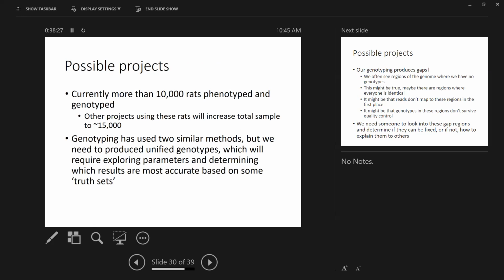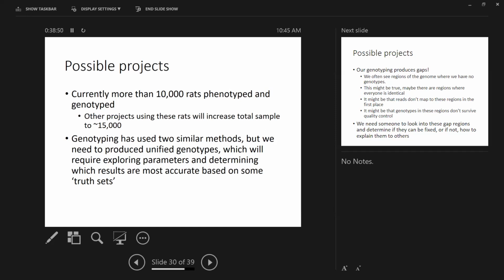We actually use two slightly different approaches to genotype them. And we have yet to come up with a unified way of calling all those genotypes. So we think the two sets are pretty comparable, but we'd like to run them all through the same pipelines, so that we have a set of genotypes where we're very confident that the first set and the second set are compatible with one another. So we need to play around with some parameters to run some code.